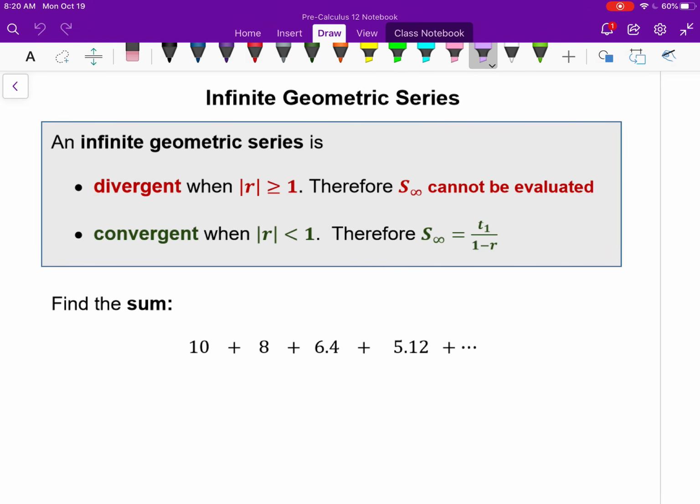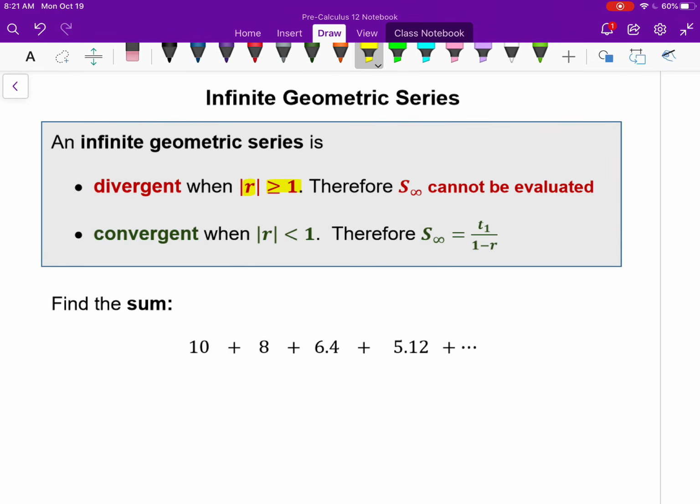Now keep in mind, a series in general, you're adding up a number of terms. So an infinite series, you're adding an infinite number of terms, which means one of two things can happen. Let's say your R value, your common ratio, is greater than or equal to 1. That means you're adding an infinite number of terms that keep getting larger, or if R is equal to 1, you're adding up an infinite number of terms that are the same.